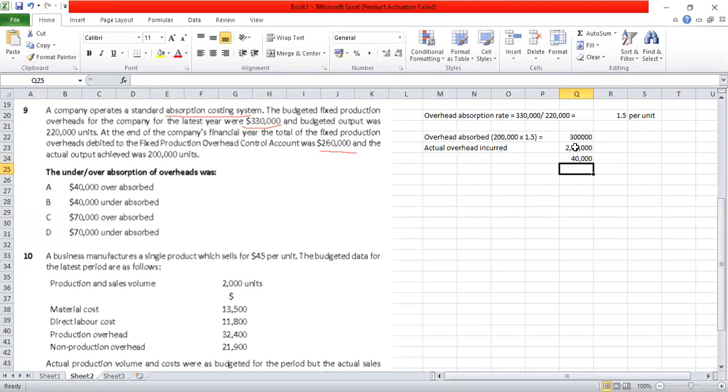How much did they charge? They charged more than what is actually incurred. So that's called overheads over absorbed or under absorbed. The spent amount is only 260,000, but they accounted for 3 lakhs. They have accounted for 3 lakhs, but they incurred only 260. So they have absorbed more overhead. So this would be over absorbed. That's right, Nida. So this will be over absorbed.